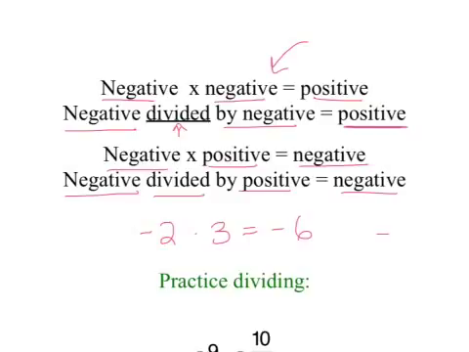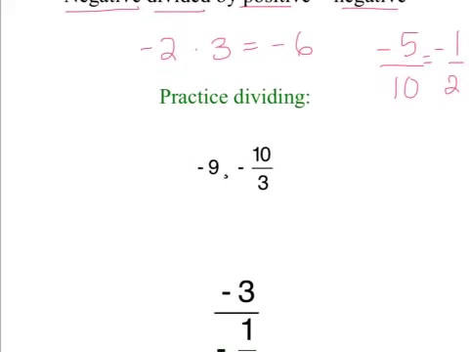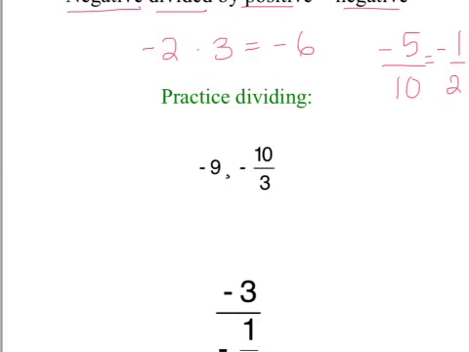So -5 divided by 10. That's going to give me -1/2. Okay, let's keep going. Let's practice, okay? So let's practice -9 divided by -10/3. All right, so let's talk about what that means.